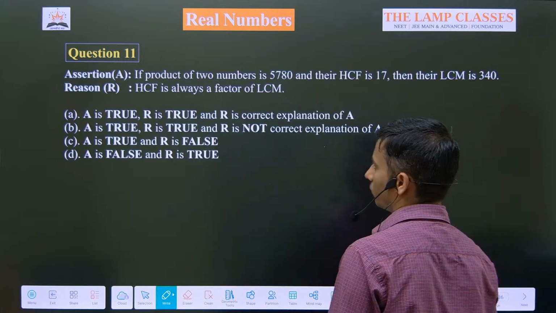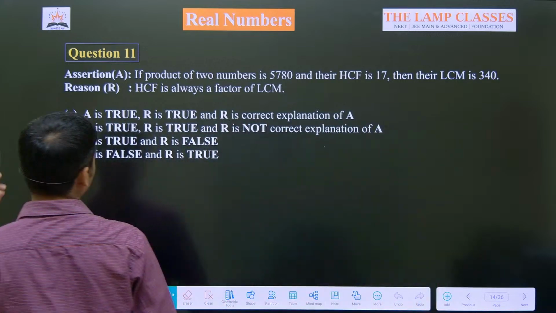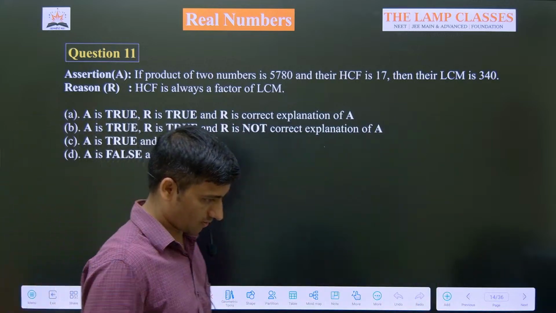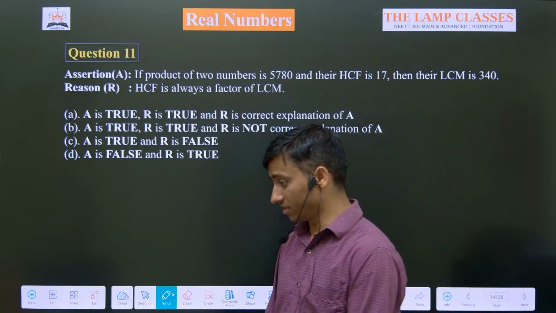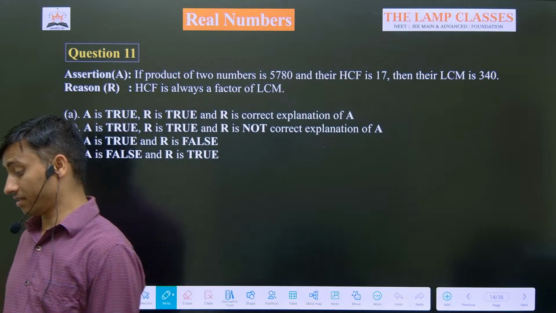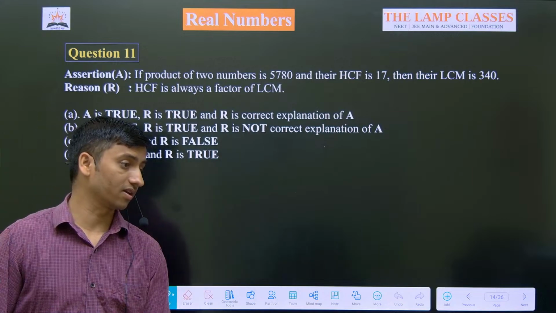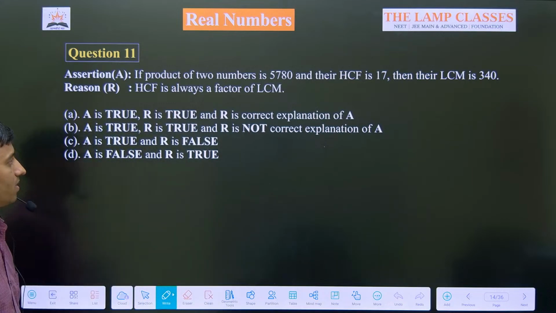Let's do the next one now. So now we have a few assertion reason questions. Read the questions properly in assertion reason. If options A and B are there, then that's a little tricky. Are you getting it? So please read them properly.